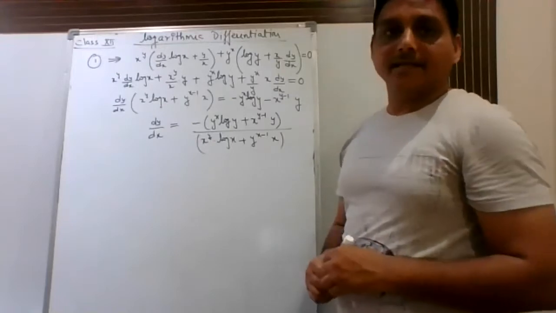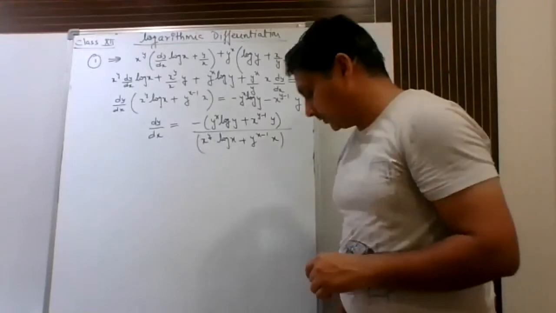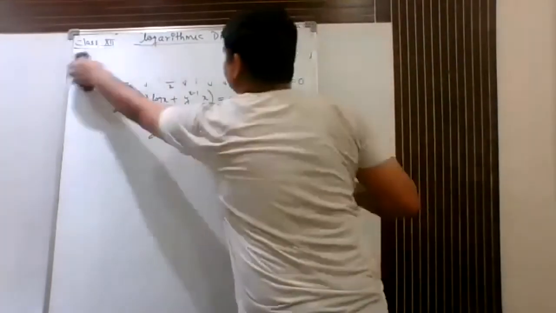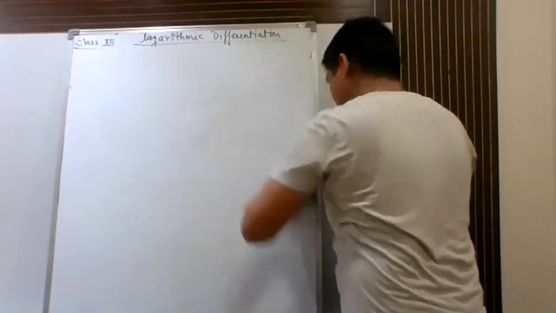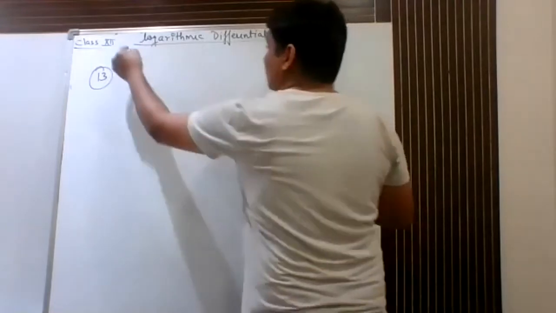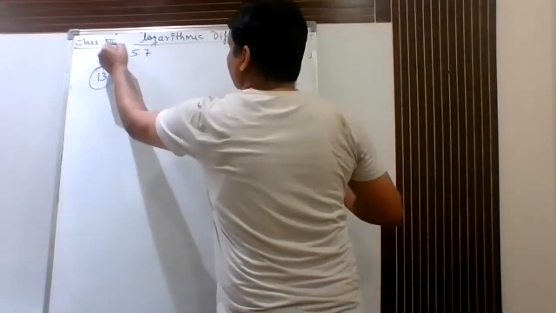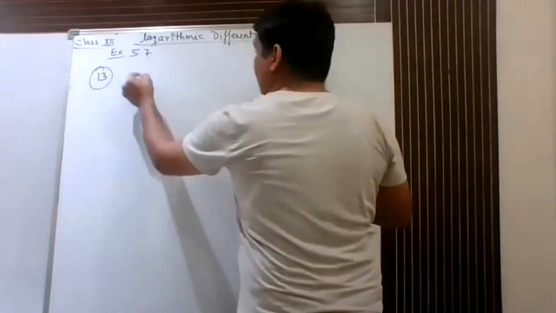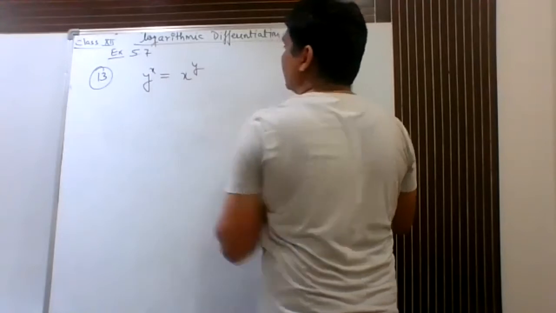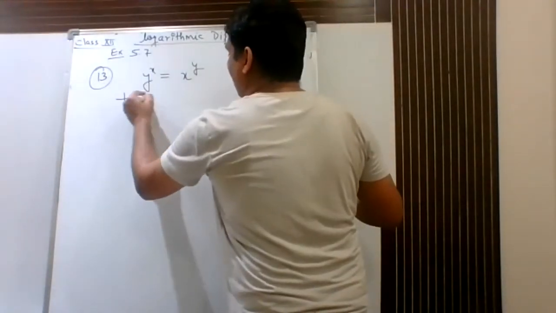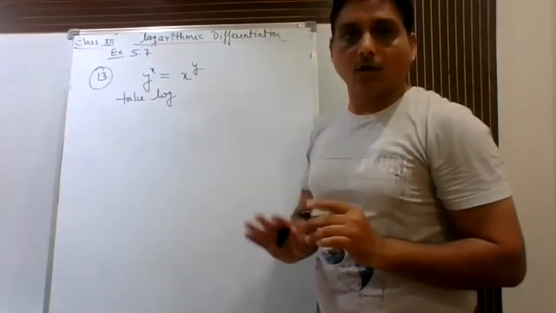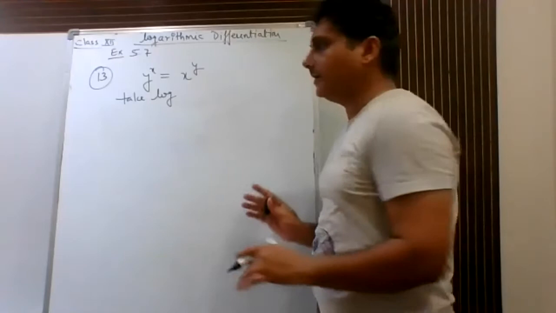Okay, so students, next is question number 13. So let me write down question number 13. So first step is you will take log on both the sides. So here directly we will take log on both the sides. So when you take log on both the sides, this is what you will get.